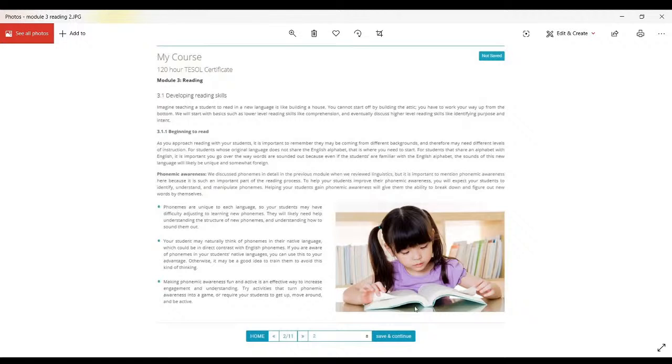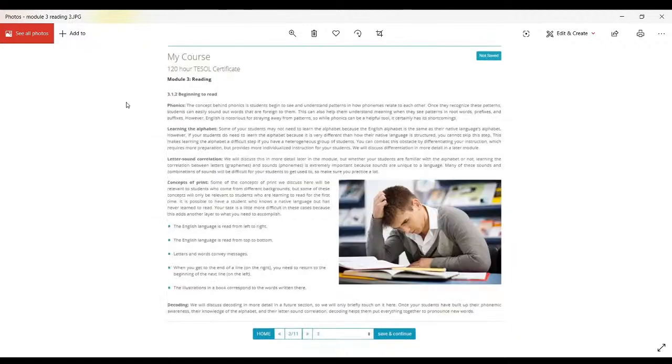Okay, so let's move on, save and continue. 3.1.2, beginning to read. Okay, eto na, phonics, alright, learning the alphabet, letter sound correlation, concepts of print. Okay, so let's begin with the phonics.